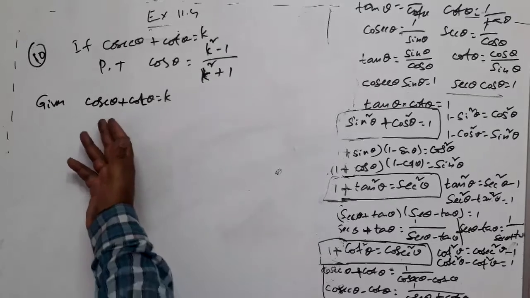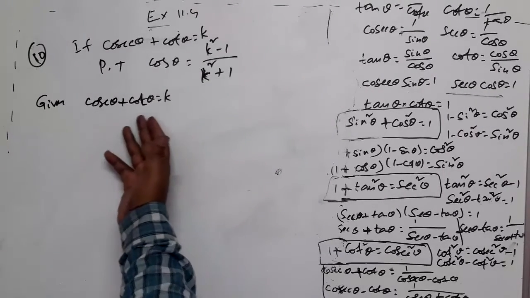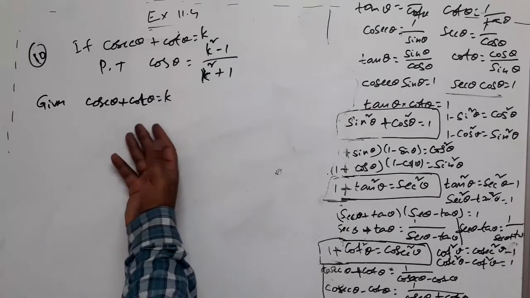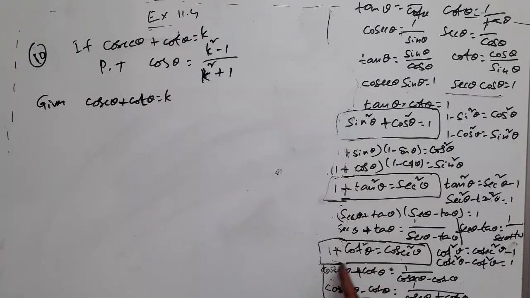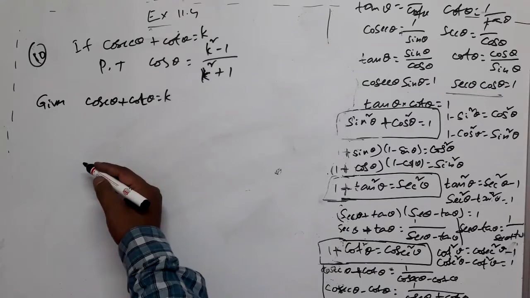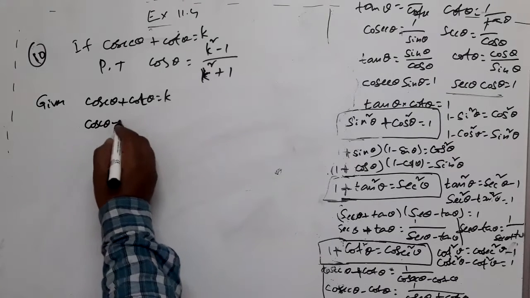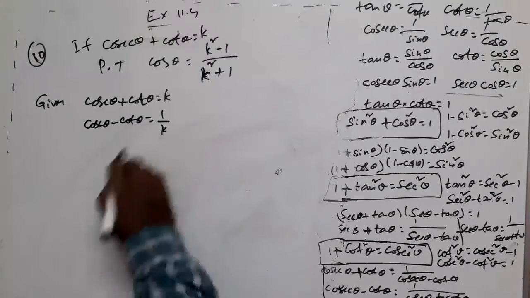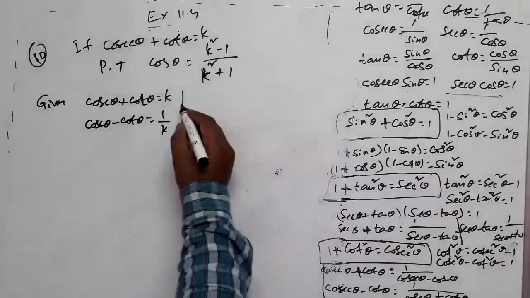Is this term not familiar to us? Cosecant theta plus cot theta is familiar to us. While discussing basics, 1 plus cot square theta is equal to cosecant square theta. From that, cosecant square minus cot square theta is equal to 1. So this is of the form a square minus b square, a plus b into a minus b. So cosecant plus cot can be written as 1 by cosecant minus cot. So cosecant theta minus cot theta can be written as 1 by k. They are reciprocals of each other.